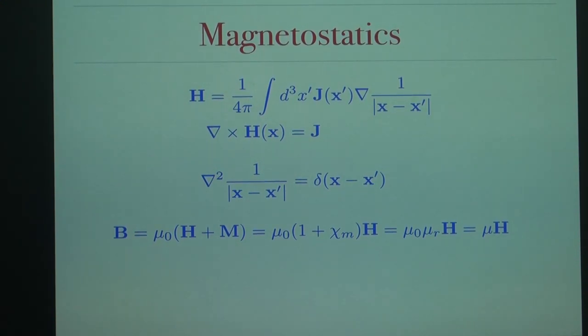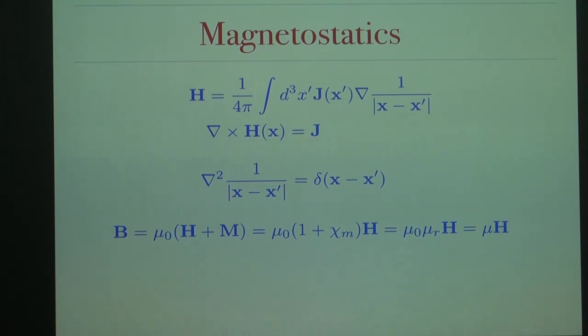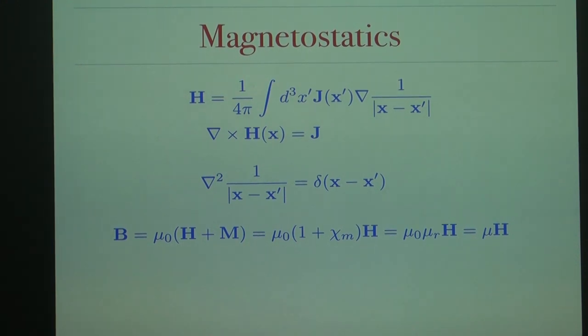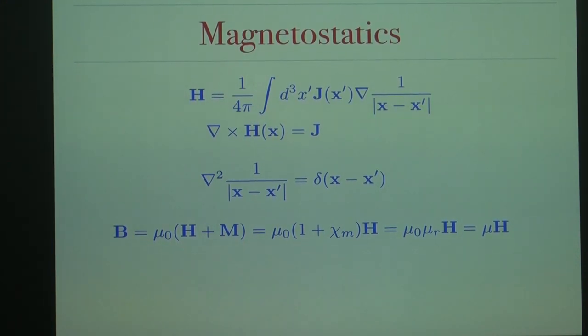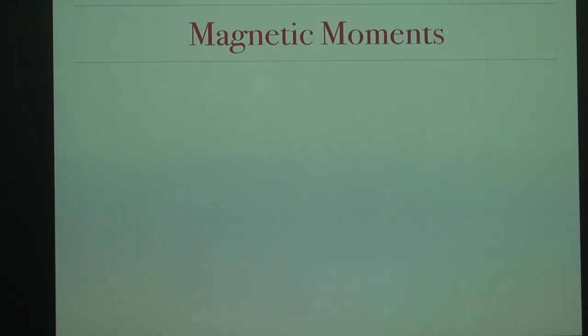The coefficient chi m is called the magnetic susceptibility, and it changes its value a lot. For some materials it's essentially zero, but for some other materials it may be 10 to the 15. So the magnetic susceptibility variability is much larger in value than the dielectric constant. So now we shall discuss magnetic moments.